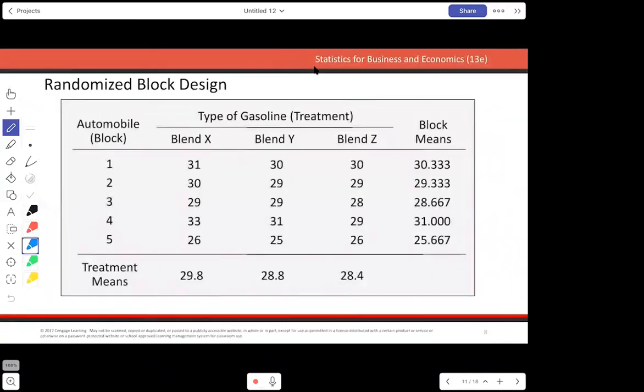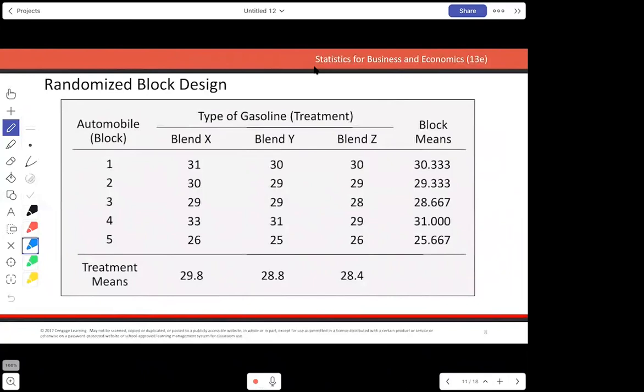So we have 5 cars being used, and clearly in this case, we are repeating the experiment with each of the 5 cars. We're giving each of them blend X, then each of them blend Y, each of them blend Z. So that's the 3 situations. But remember, we're using the same cars in each of them.